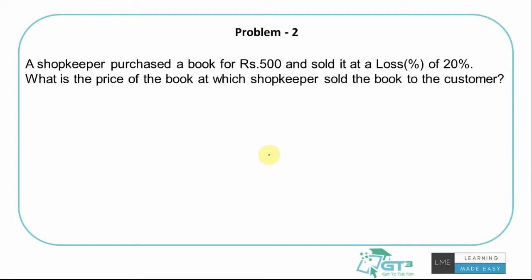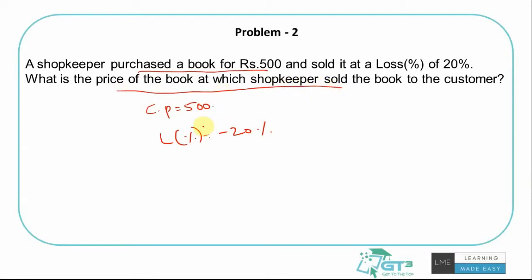Again, pause and try it. Now, a shopkeeper purchased the book for rupees 500. So the cost price is given as 500, and he sold it at a loss of 20%. What is the price at which the shopkeeper sold the book to the customer? So they are asking me to find the selling price of the book.